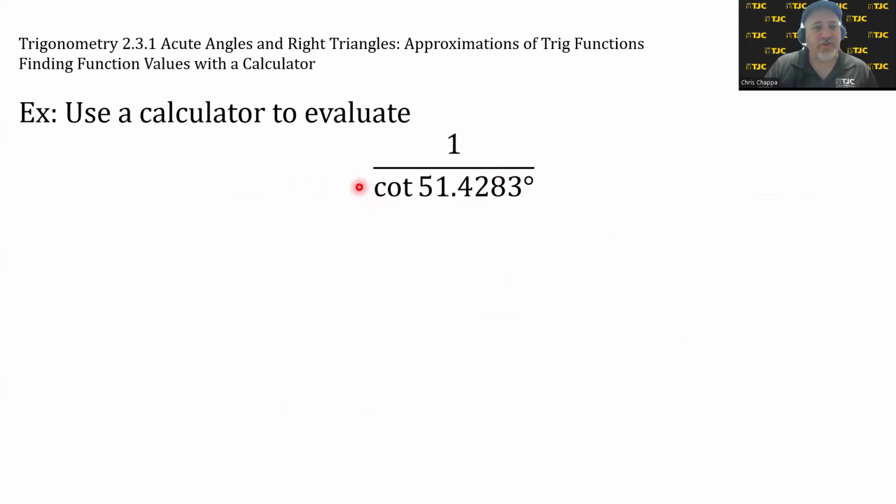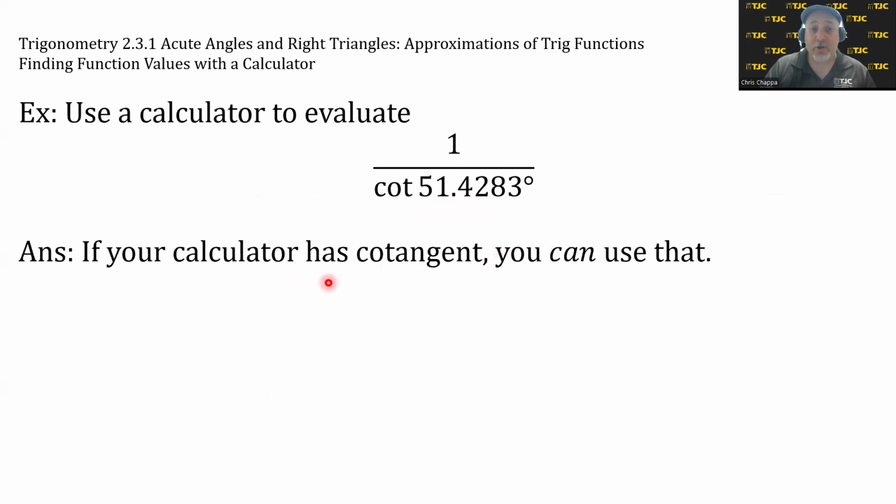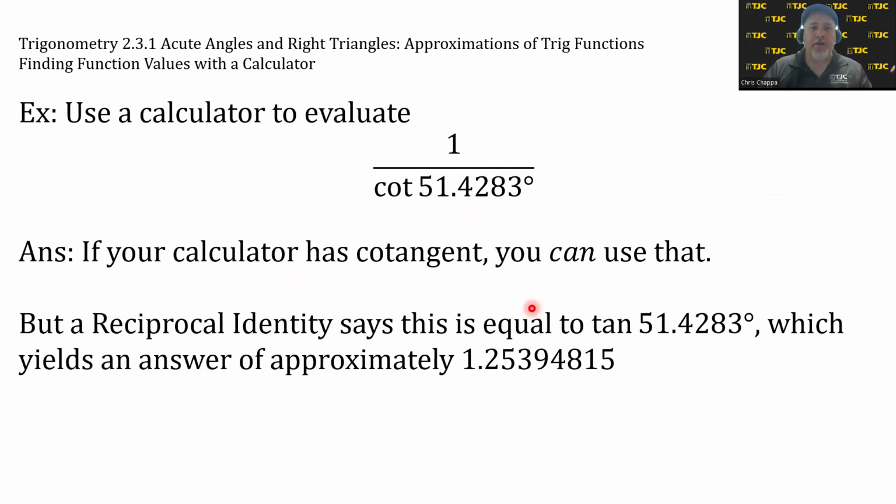How about this one? Use a calculator to evaluate 1 over cotangent of 51.4283 degrees. Well, if your calculator has a cotangent button, you can use it and type this in. But this is where you should work smarter, not harder, because the reciprocal identity says that this is equal to tangent of 51.4283 degrees. Tangent and cotangent are reciprocal functions. So you could just type that in directly and get approximately 1.25394815.